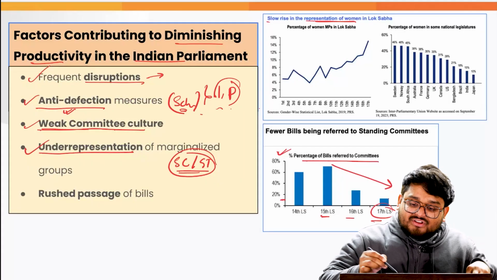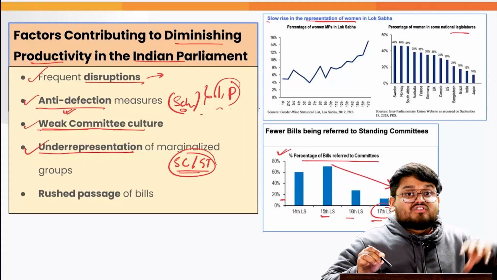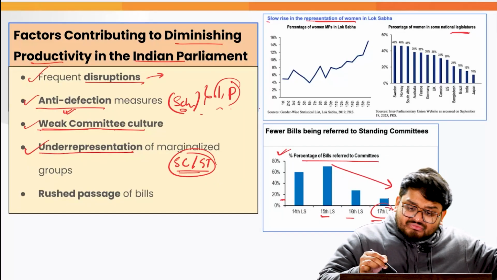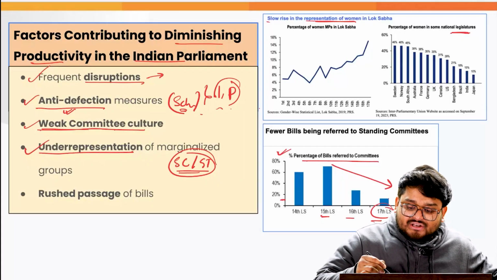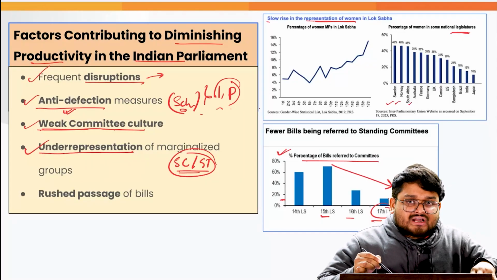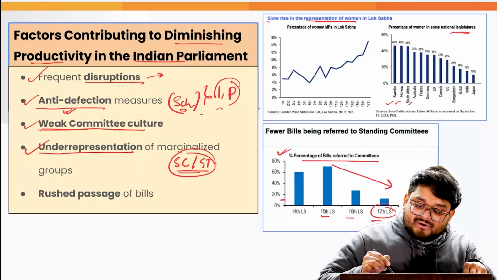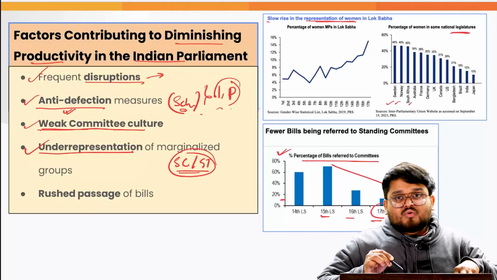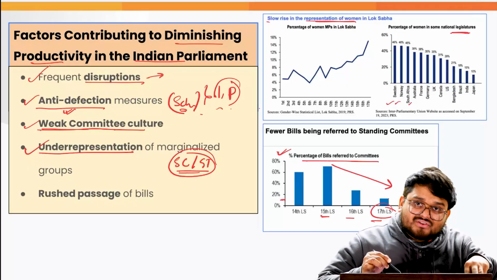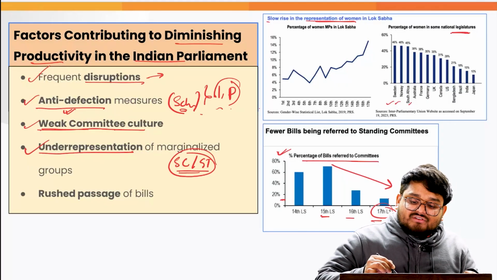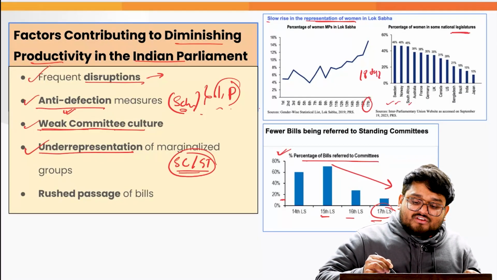Also, when we compare national legislatures worldwide, such as Sweden, Norway, South Africa and so on, we see the percentage of women is very high. In India, the percentage is abysmally low, at around 15 to 16%. The same is the case with the 18th Lok Sabha.